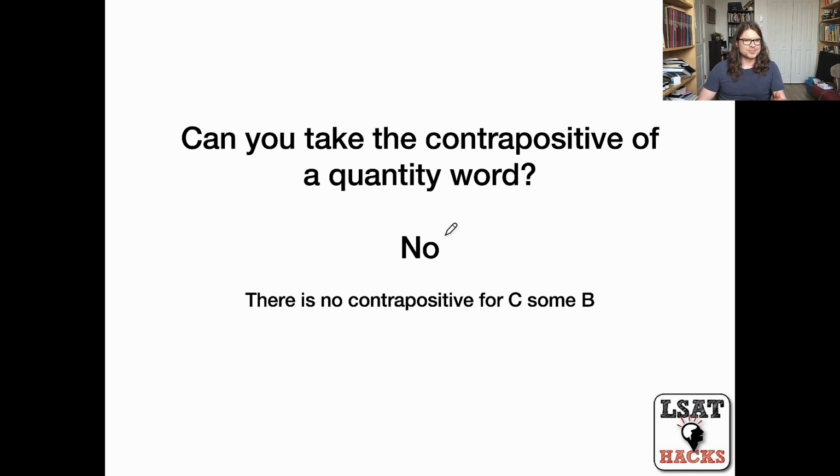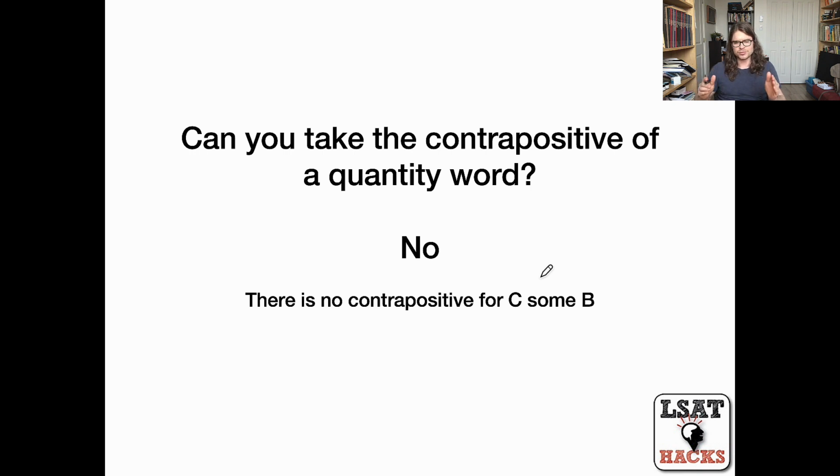Okay, I get this question a lot. Can you take the contrapositive of a quantity word? No. There is no contrapositive for "C some B." It's not even a concept that matches what a quantity statement is. Contrapositive only works with an all statement. It only works with conditional statements. It's something mathematically true there.